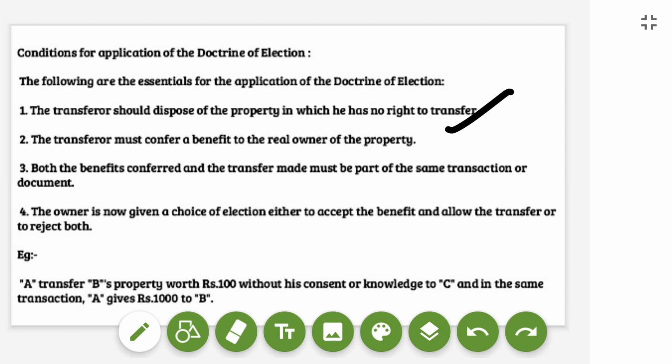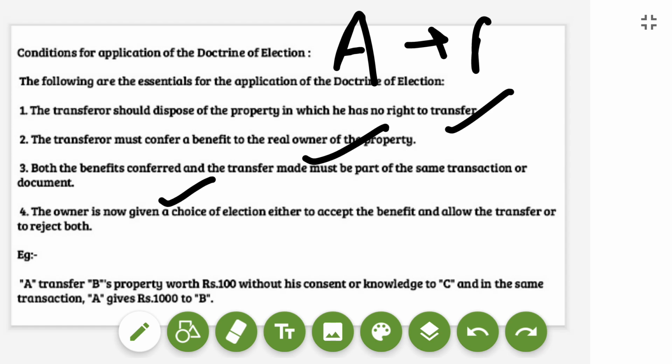The second point says that the transferor must confer a benefit on the real owner of the property. Remember, B said to A that I will give you 1,000 rupees if you give me your property, and I will give that property to C. The third point says both the benefit conferred and the transfer made must be a part of the same transaction or document. So it was the same transaction, A, B and C. B said to A that I'll give you 1,000 rupees, you give me your property, I'll transfer that property to C. It was the same transaction.